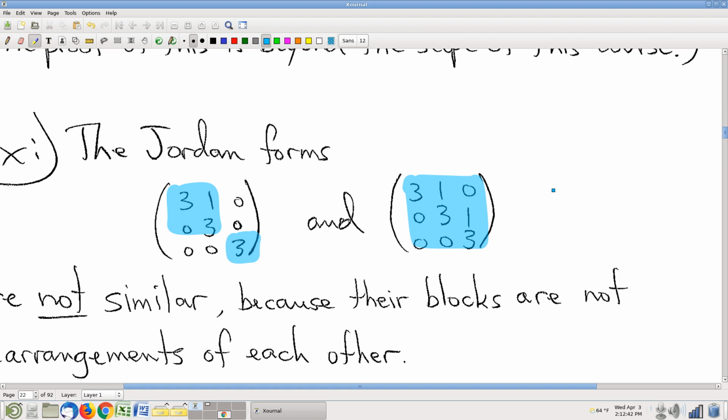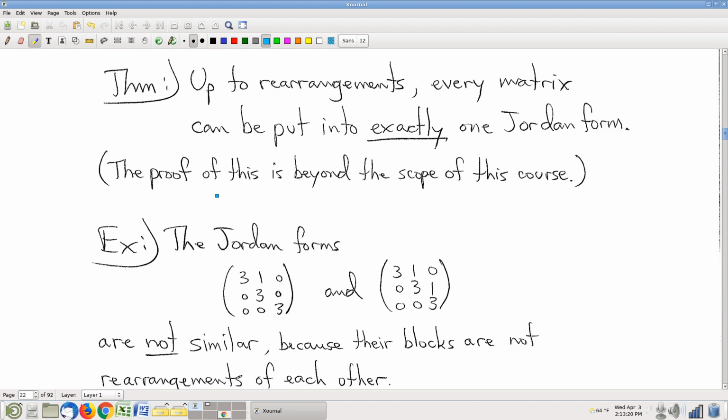Now let's look at these two Jordan forms here. These are not rearrangements of each other. Right? This is a really different Jordan block. There's no way to rearrange two small blocks to make one big block. You just can't do that. So by the theorem above, because up to rearrangements Jordan forms are unique, these two matrices cannot be similar. If this is its Jordan form, then this isn't, and vice versa. Okay, so it's a little bit of a long story, but it's an important result.